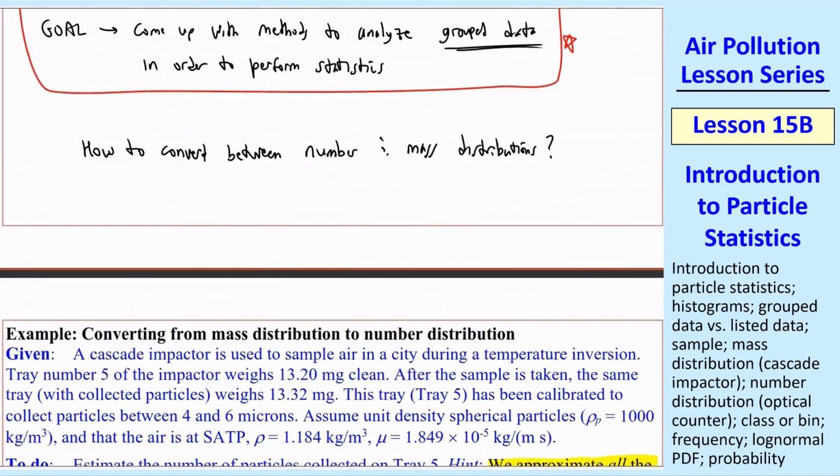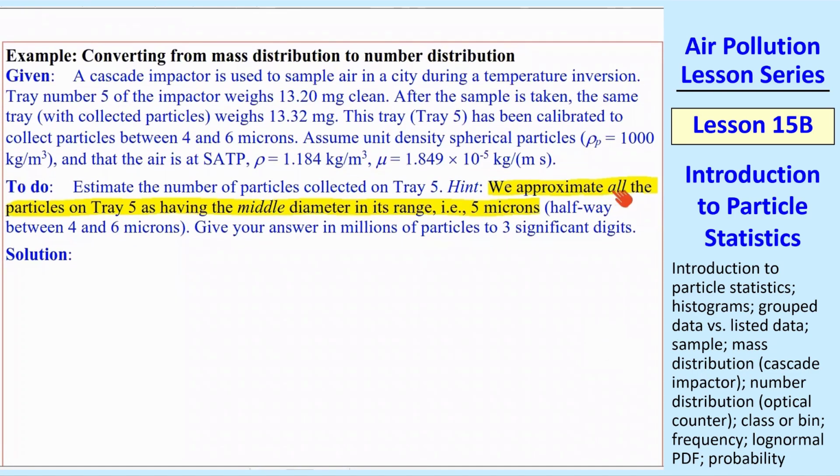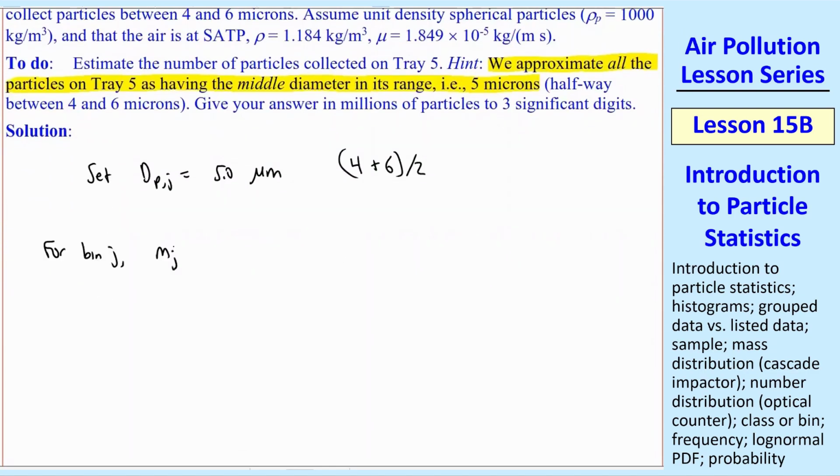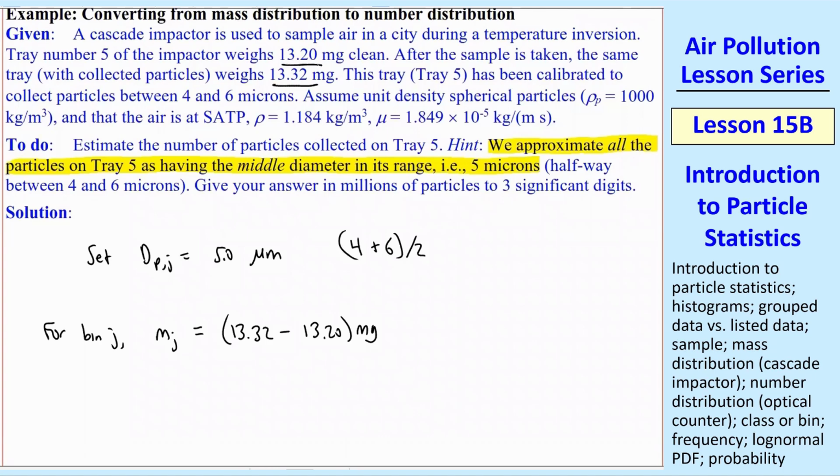So that's what we're dealing with here in this problem. So we're going to approximate that all the particles on the tray have the middle diameter of its range. In other words, we set dpj is 5 microns. Now let's do some equations. For bin J, the mass in bin J is the mass after collection minus the tare weight, or the mass before collection, this minus this, equal 0.12 milligram. That's the total mass collected in bin J.